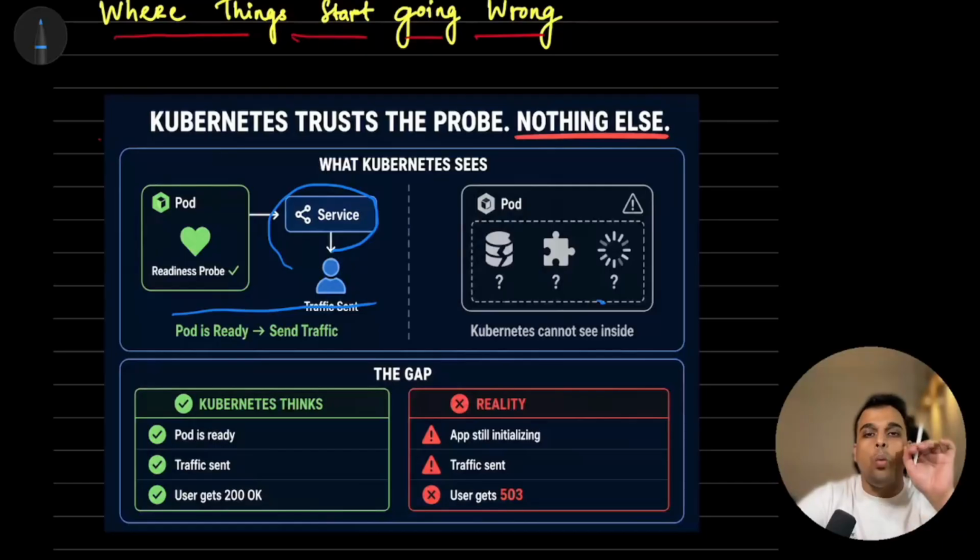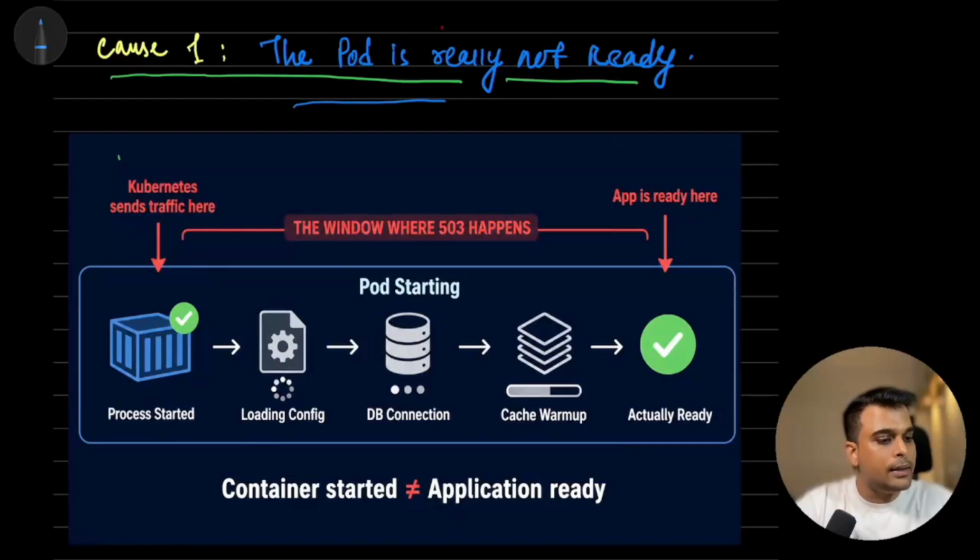And let's see what are the 4 most common reasons which can cause this kind of problems. The first cause is the pod is really not ready. What it means and how it exactly works. So this is the most common cause, which is a missing or poorly configured readiness probe.